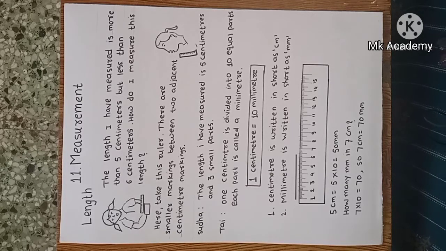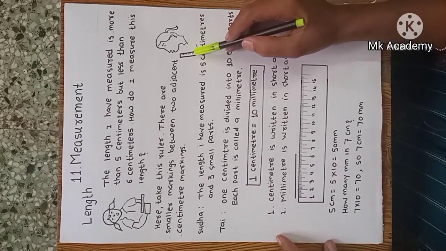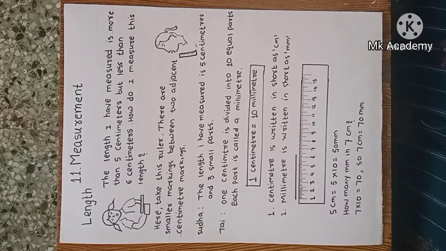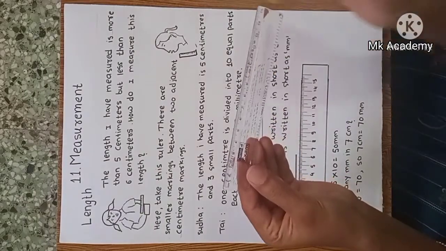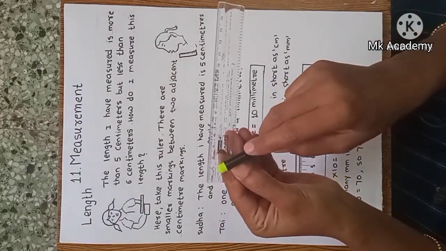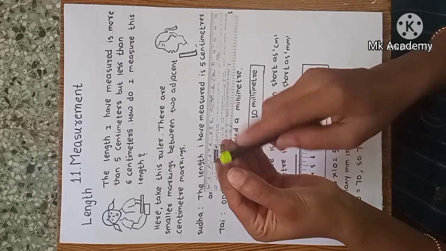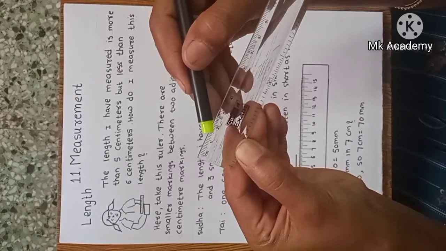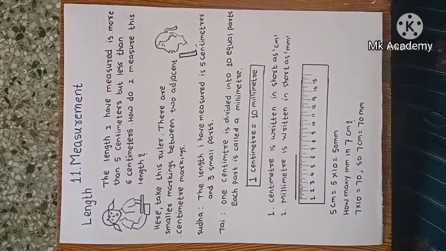Then she asked her Tai how to measure this length. Then Tai said, take this ruler. There are smaller markings between two adjacent centimeter markings. Now see, this is a ruler, and in this ruler, this is 1 centimeter, this is 2 centimeter, and between these centimeters there are smaller markings. See, these are smaller markings between these centimeters.